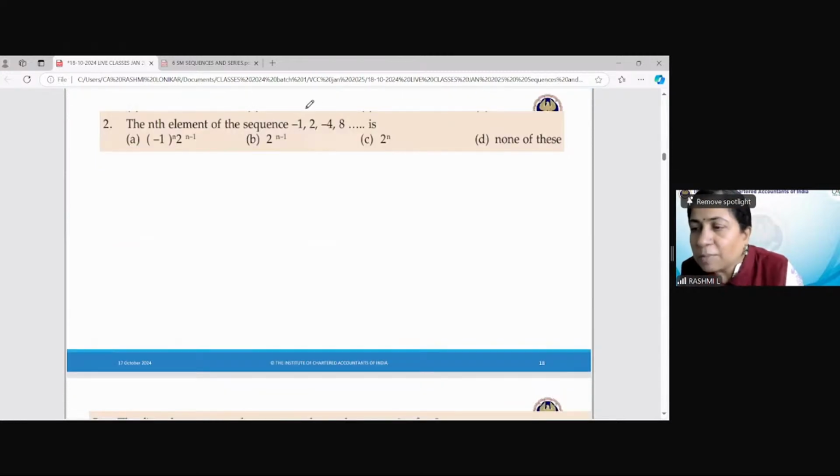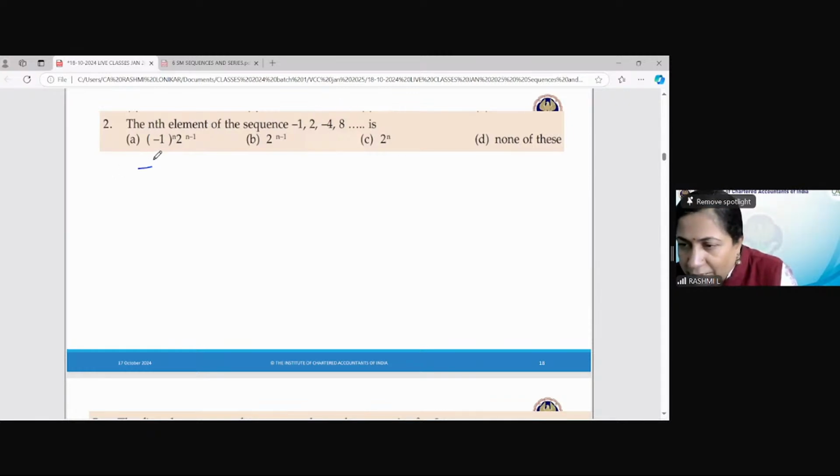Now the nth term of the sequence. See, sometimes it may look like an arithmetic progression, yes Pavan, very good, and it may look geometric also. So you will have to see what it is trying to say. Is it an arithmetic progression or a geometric progression? Here what they are asking is to find the nth term.